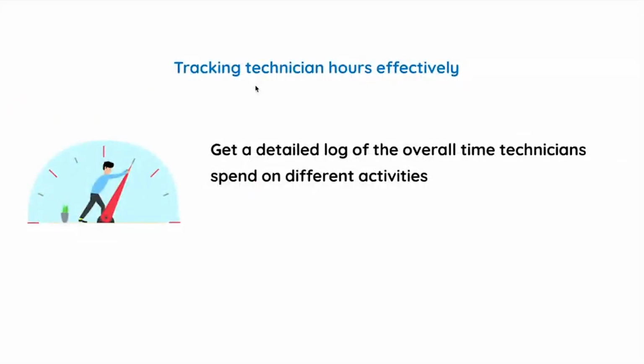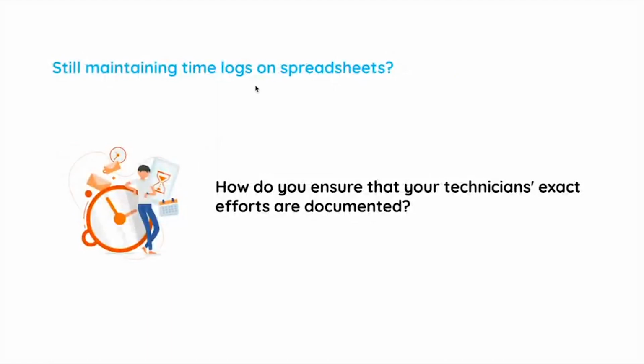So the next feature that we're going to look at is about tracking technician hours effectively. So what is this feature? How does this feature actually work, right? So with this feature, you would be able to get a detailed log of the overall time that a technician spends on each activity, right? So why is there a need for this feature? We need this feature because a lot of MSPs are still tracking their technician hours time logs in a spreadsheet, or maybe in an outdated system, right? Which makes it very difficult to accurately document all these efforts. How do you ensure that your technicians' exact efforts are documented, right?